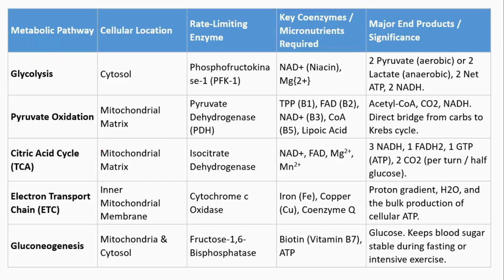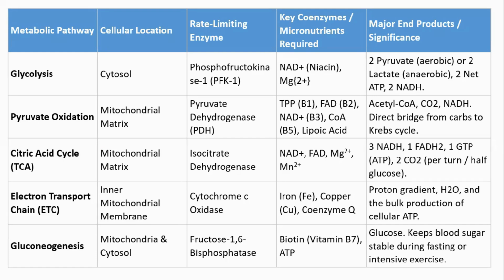So here is the summary table. Let's quickly revise the topic energy metabolism. So glycolysis happens in the cytosol, and remember the rate-limiting enzyme is PFK. It gives pyruvate, ATP and NADH.